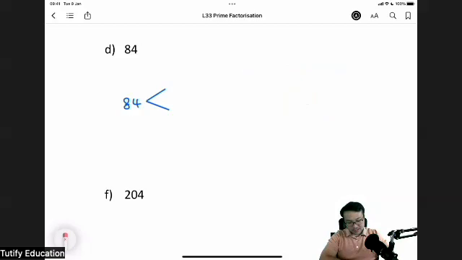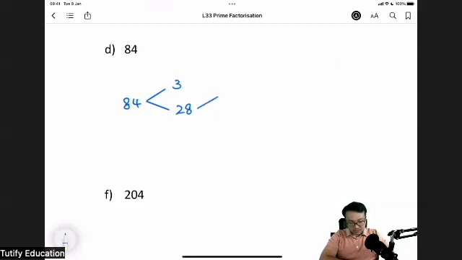Okay, so 84. Do you think it is divisible by 3? You take the digits, you add them together. What do you get? 12. Do you think this is divisible by 3? Yes. So, can 84 be divided by 3? Yes. Okay, so if we take 84 divided by 3, we'll get 28.